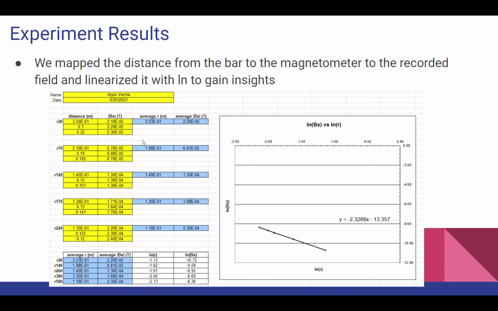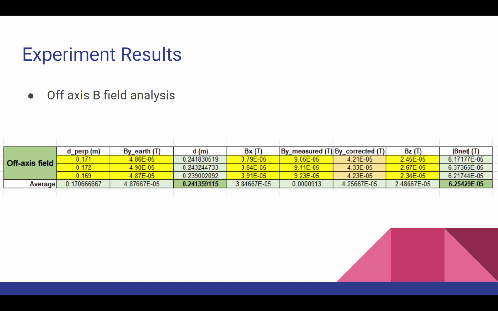On the left, you can see all my inputted data, and on the right, you can see the trend of it. It shows ln of the B field versus ln r, and it is linear, right? So this is all my data on the left. As you can see, there's a clear correlation between the distance and the B field, and this is also the off-axis B field analysis. So you can see once it's off-axis from the Earth, the distances and the measurements change. They're different from the previous ones, and you can see how that changes experimentally.